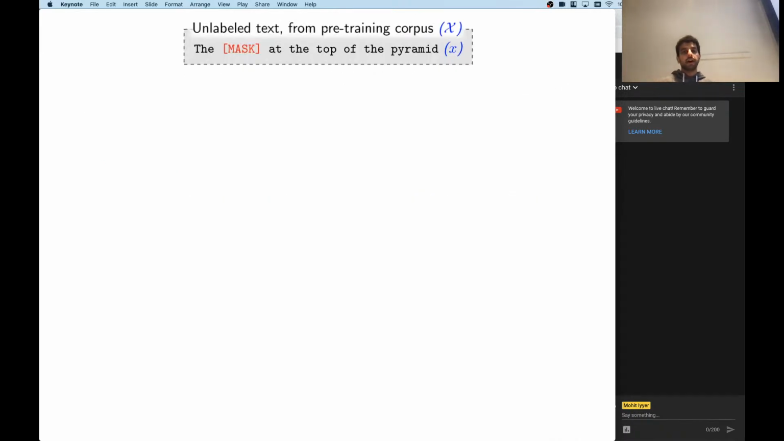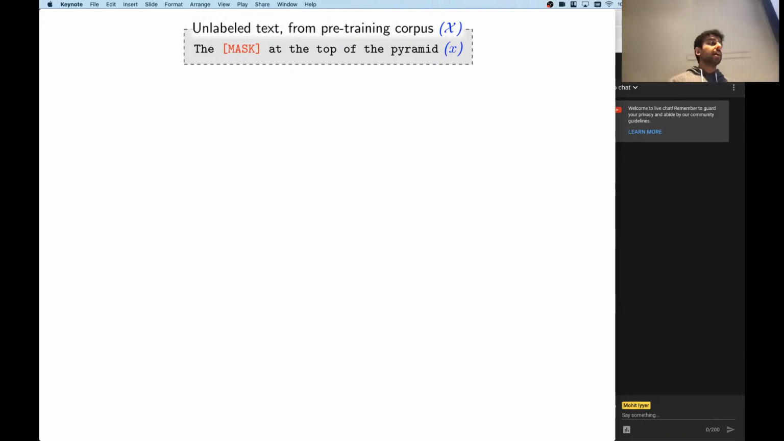Okay, so I wanted to start with the REALM paper, since this was probably the first paper to integrate this kind of external retrieval from an unstructured knowledge base into a neural language model like BERT. So here, if we start with this example for the masked language modeling task, the mask at the top of the pyramid, we're going to call this x.